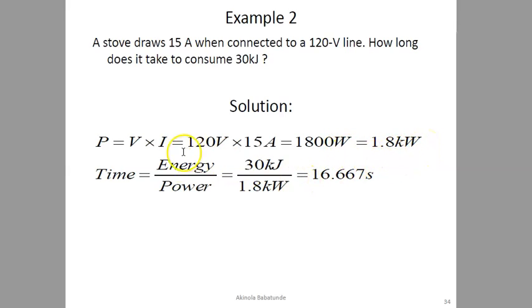We also know that our energy is equal to power times time, as mentioned earlier. So to find the time that it takes to consume 30 kilojoules, we just rearrange that formula, and that gives us time equal to energy over power. Our energy is given in the question as 30 kilojoules. Our power has been calculated above as 1.8 kilowatts. 30 kilojoules is the same thing as 30 kilowatt seconds. So kilowatt will cancel kilowatt. We're left with seconds, and 30 over 1.8 is equal to 16.667. So overall, the total time taken to consume 30 kilojoules by the stove will be 16.667 seconds.